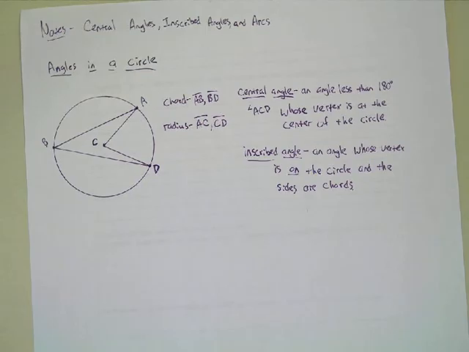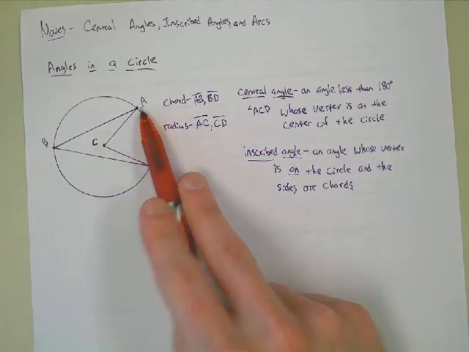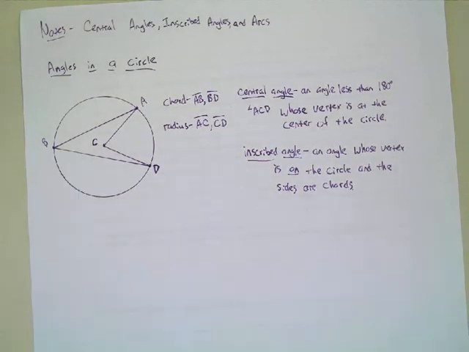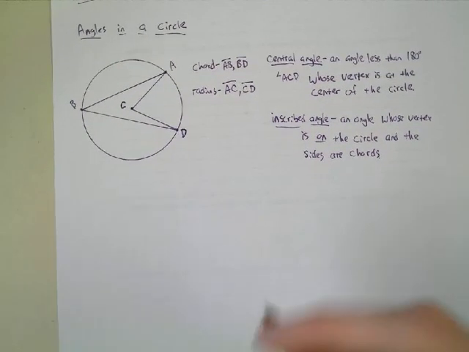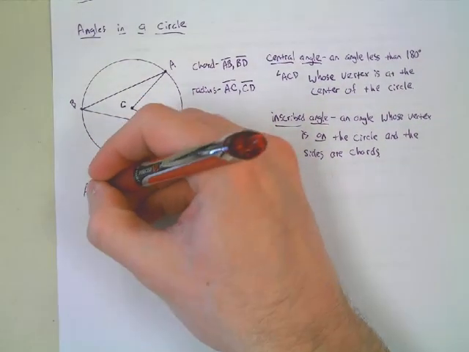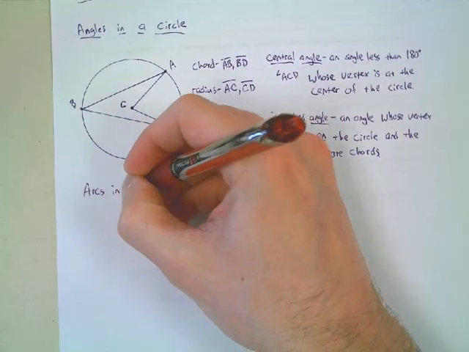Inscribed angle. We have a chord, and the vertex is on the circle. Now, those are the special angles that we're going to talk about. We're also going to talk about something called arcs. So we're going to talk about arcs in a circle.